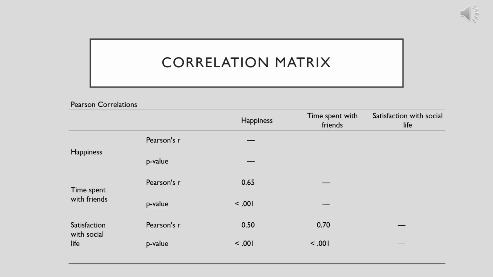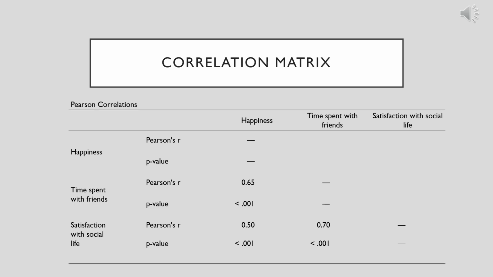When you conduct a multiple regression analysis, oftentimes it comes along with a correlation matrix. This is just the bivariate correlations of all the possible combinations of 2 of the variables. In total, we have 3 variables, right? We've got happiness, time spent with friends, and satisfaction with social life. It'll give you the correlations for happiness and time spent with friends, happiness and satisfaction with social life, and then time spent with friends and satisfaction with social life.